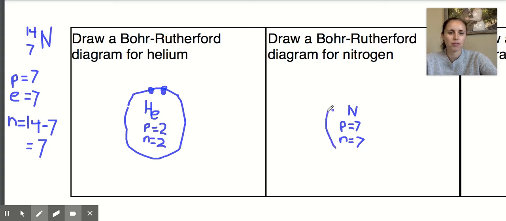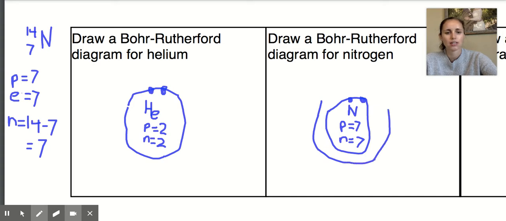So I'm going to put my first circle around the outside, and I'm going to place my first 2 electrons. Remember, my first shell, my first orbit can only fit 2 electrons. I'm going to put the 2 of them at the top here. Now that the shell is full, I can move on to the next energy level. So to draw the next energy level, I'm just going to draw a second shell around this atom.